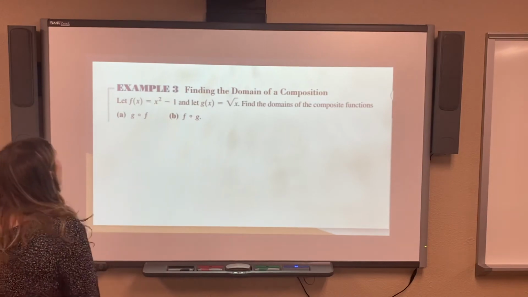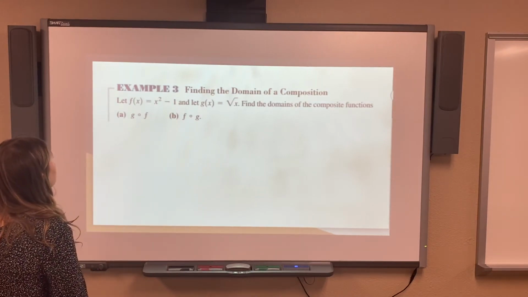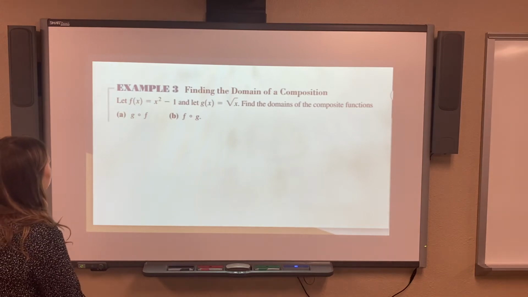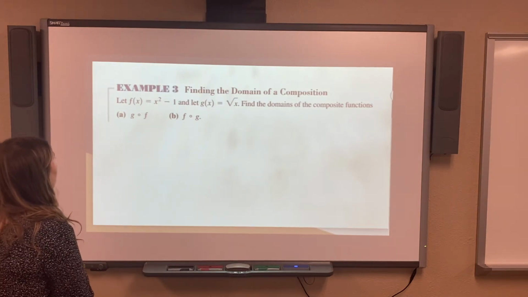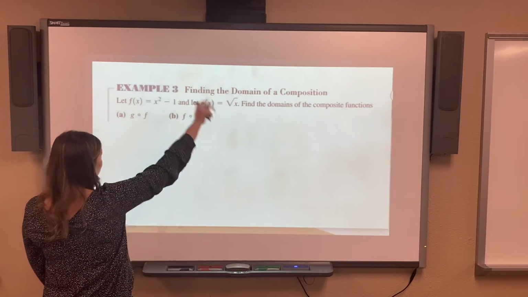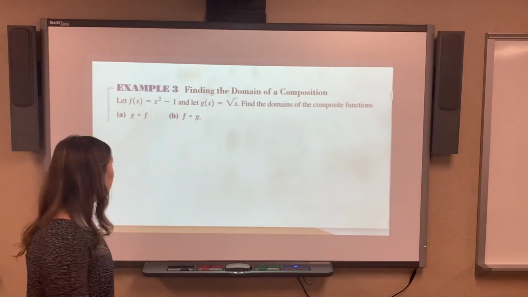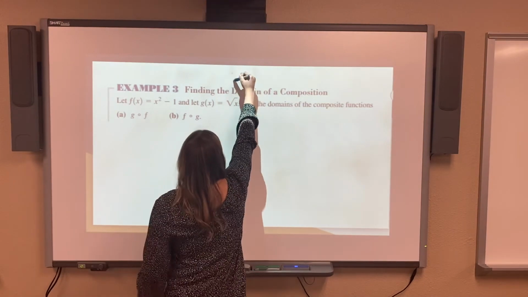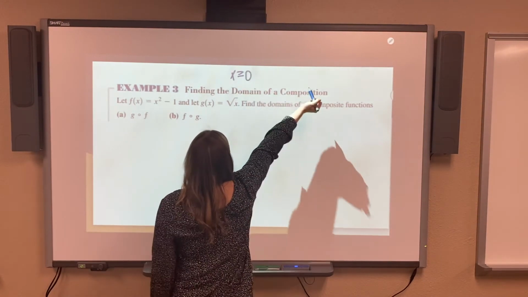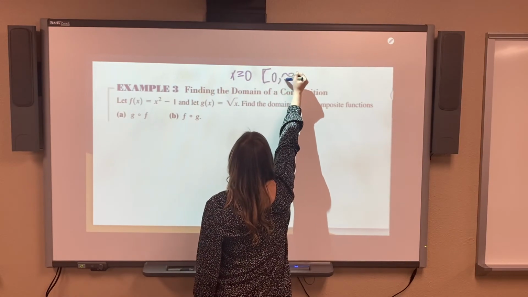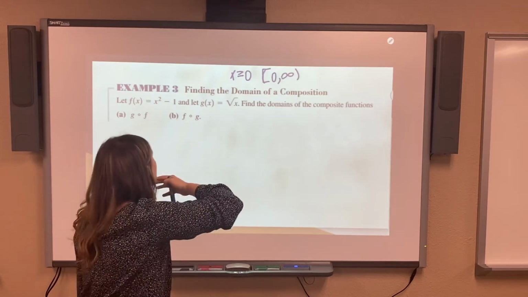Okay, so we have f of x is equal to x squared plus 1, and g of x is equal to the square root of x. For f, that's x squared plus 1, and that's all real numbers. And then g of x, the square root of x, needs x to be greater than or equal to 0, which means we have from 0 to positive infinity. So that's for g of x.